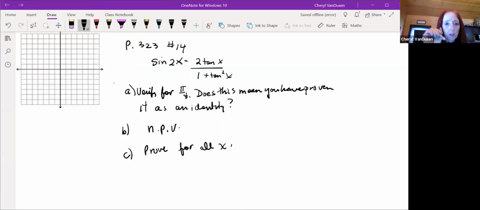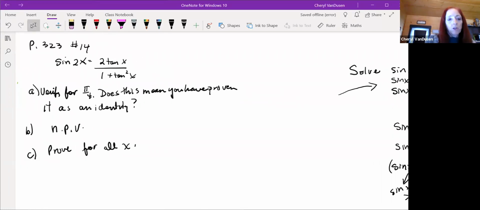Okay, our last question for today comes from the textbook, but I've tried to summarize it here on the board. It's page 323, number 14. In the textbook, it says, consider this equation, sine of 2x equals tan of 2x over 1 plus tan squared x. Part A says, verify the equation for pi over 4. But then it also asks, does this mean that the equation is an identity? I summarized it to say, does this mean you have proven it as an identity? We'll think about that. Then it asks us to talk about non-permissible values, and then it asks us to prove it for all x. There's quite a lot of math in this question for sure.